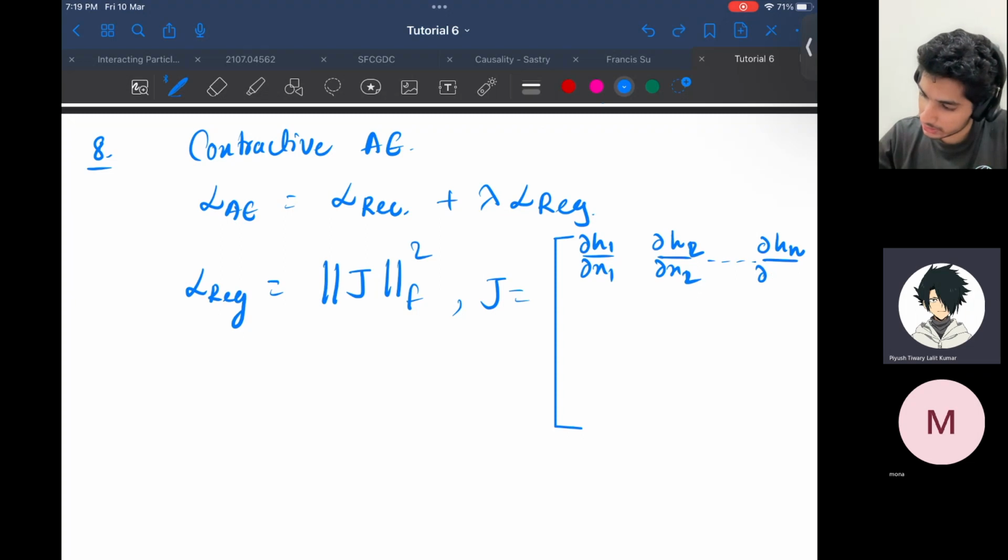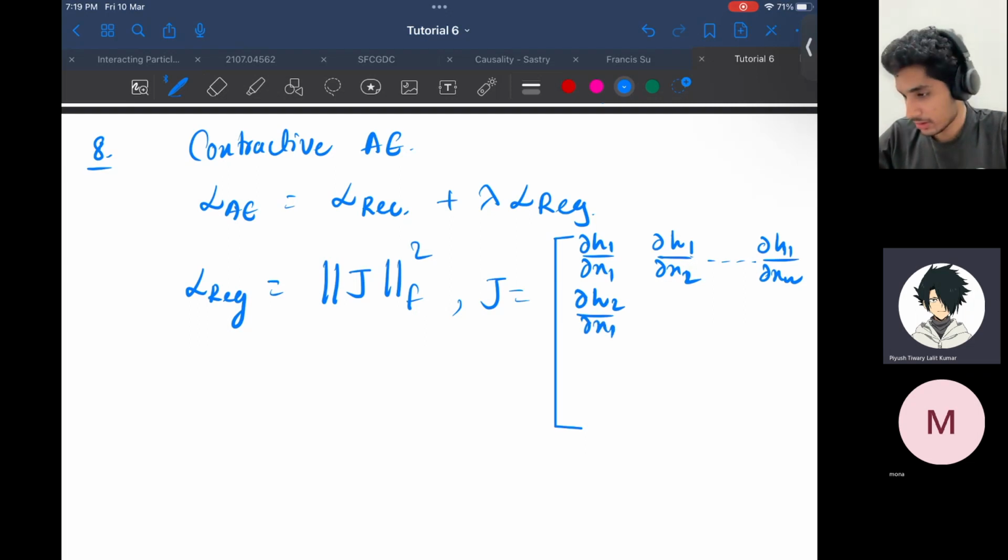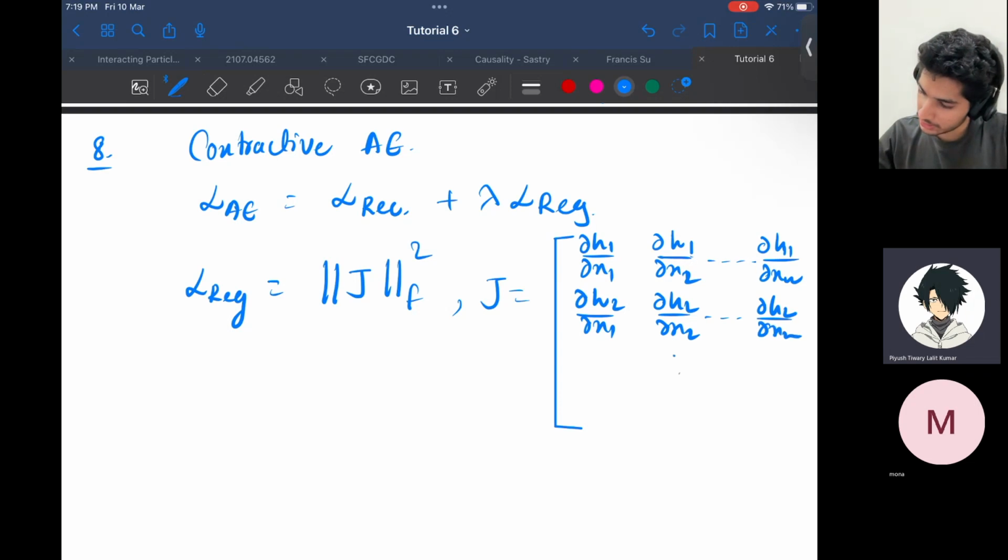Sorry, I think I made a mistake. This was h1 only. This will also be h1 only. The differentiating term will change, up to del xn. So xn is the dimension of your input. The second row will be del h2 by del x1, del h2 by del x2, similarly till del h2 by del xn, and so on, right? So this is what it will look like.